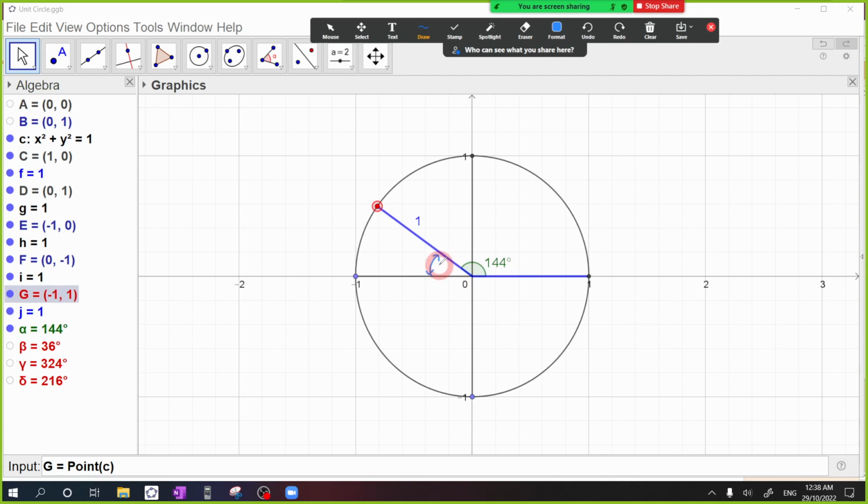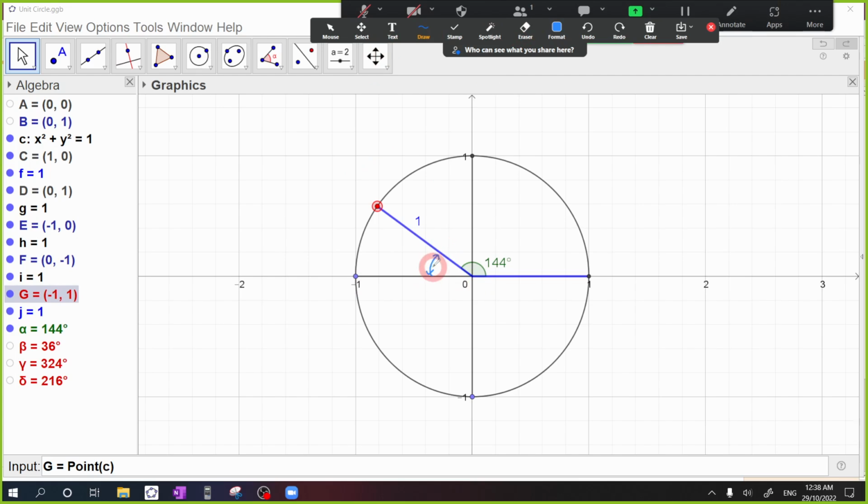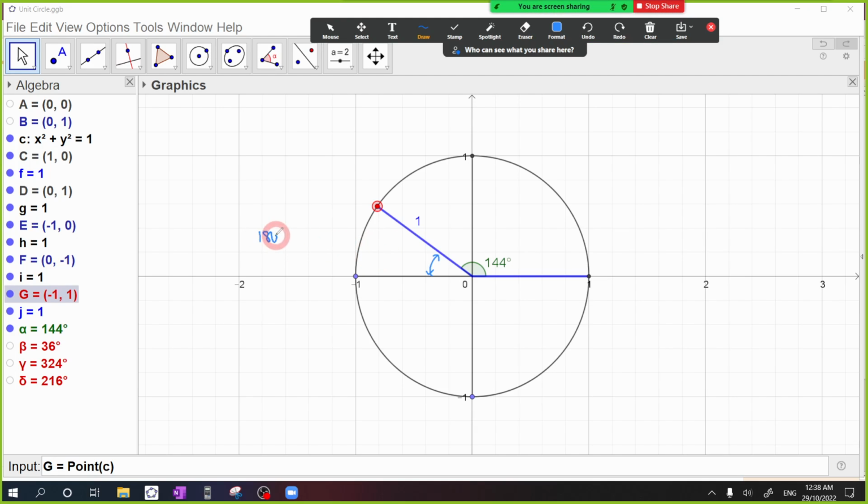Always remember, the corresponding reference angle is the angle between the terminal side and the x-axis. Remember this, x-axis. So how do we get this angle? We just take 180 degrees minus 144 degrees, right? Which you will get 36 degrees. That's 36 degrees.